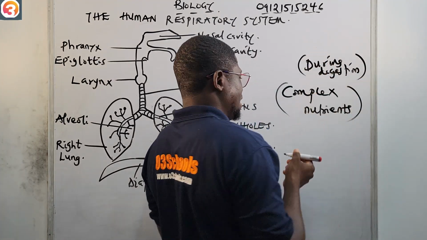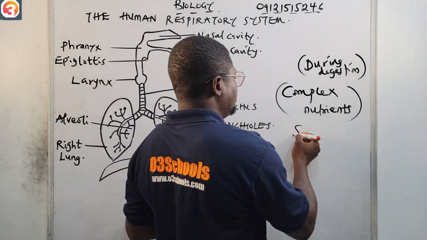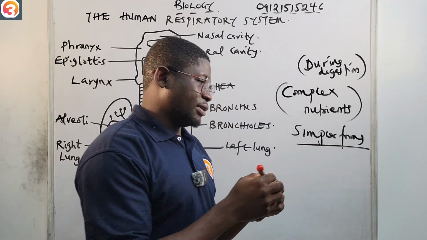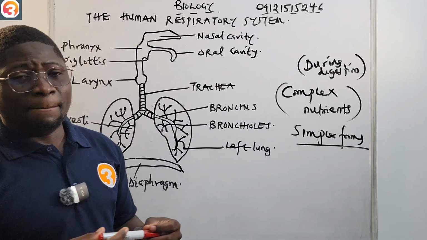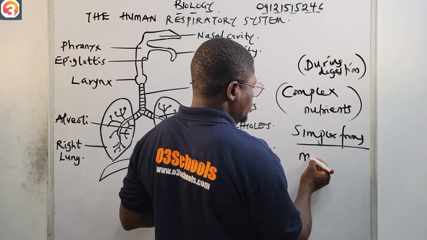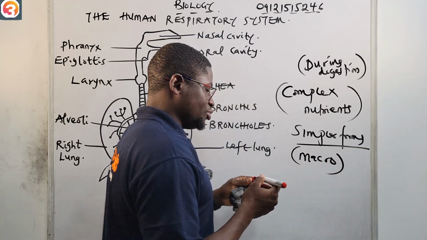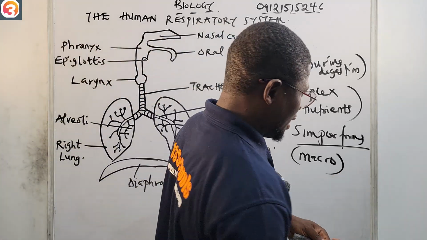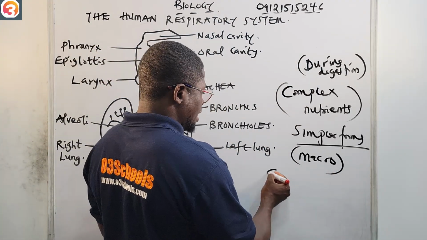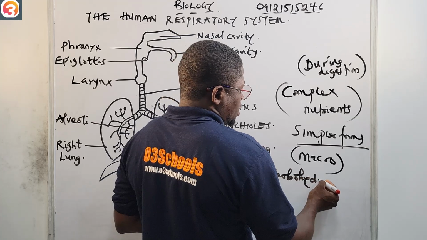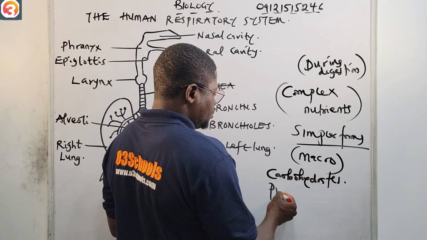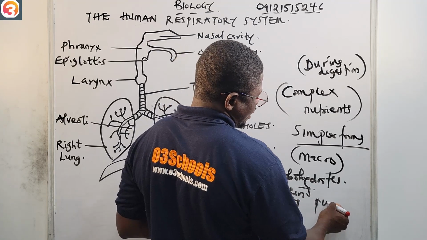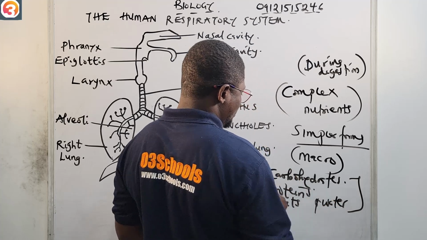Okay, the complex nutrients are broken down into simpler forms. And these nutrients that we're talking about here are mainly macronutrients, M-A-C-R-O, macronutrients. So, we have macronutrients, then we have micronutrients. Our macronutrients include carbohydrates, proteins, fats, and water. These are our macronutrients.